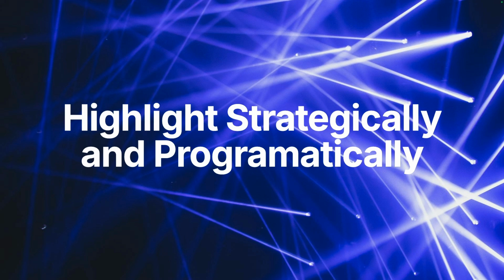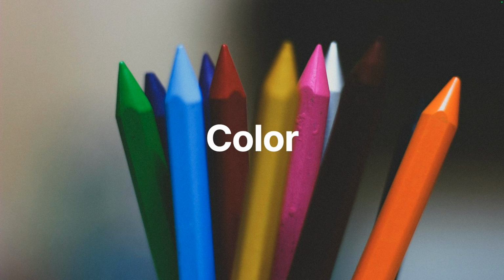The last set of tips that I want to offer is to highlight strategically and programmatically. What I mean by that is I want you to think about various ways that you can highlight, for example, the country that you're showing in that particular report, and do that within your code. I want you to consider using a range of aesthetic properties, things like color, size, shadow, outline, and opacity.